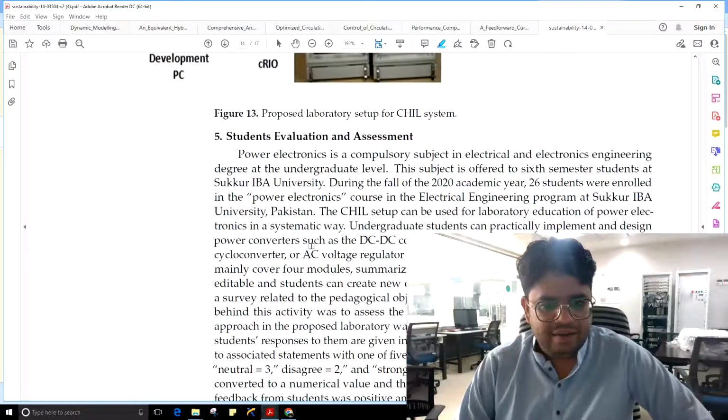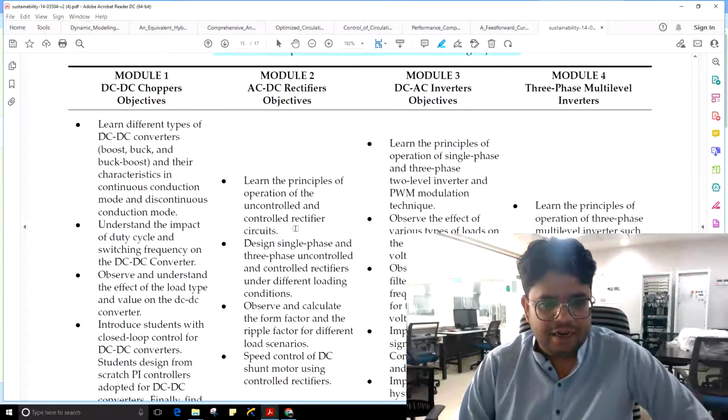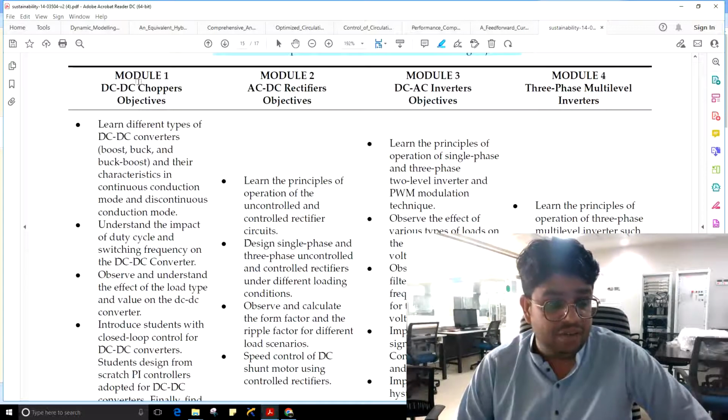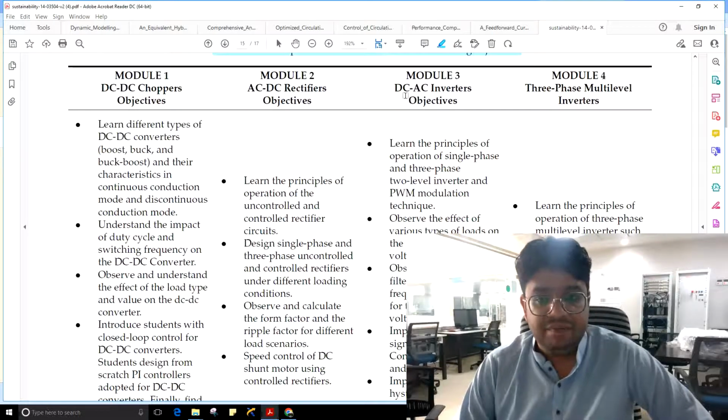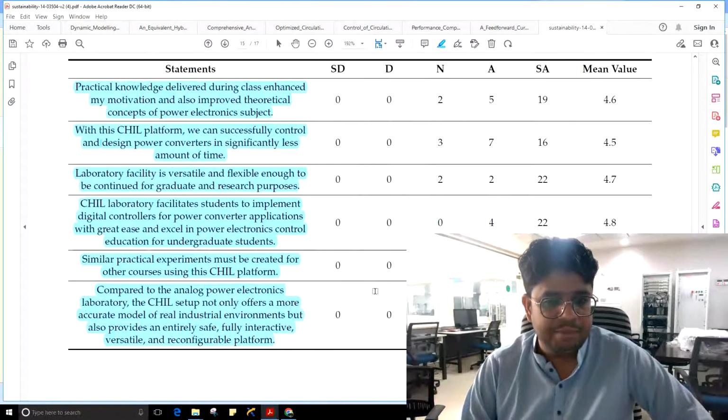So finally, students' evaluation and assessment will be discussed. These are the possible power electronics modules that we teach at undergraduate level. We cover 4 modules mainly: DC to DC choppers, AC to DC rectifiers, DC to AC inverters, and then 3-phase multi-level inverters such as MMC. So these are the objectives that we cover in the laboratory.